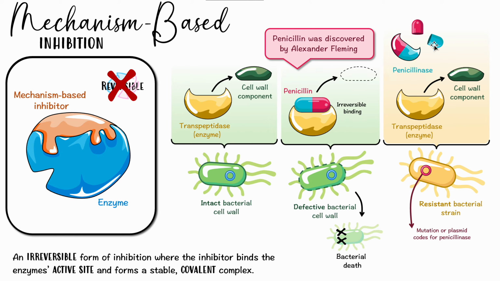In that case, you won't get better, so you'll need to go back to the doctor, and they may give you another medication that will target something else about the bacteria instead of the cell wall, so that you can still get better, okay? But you won't know that until after you try to take penicillin and you don't get better. So that's a pretty cool example of mechanism-based inhibition. I hope that makes sense. I think that's it for that.